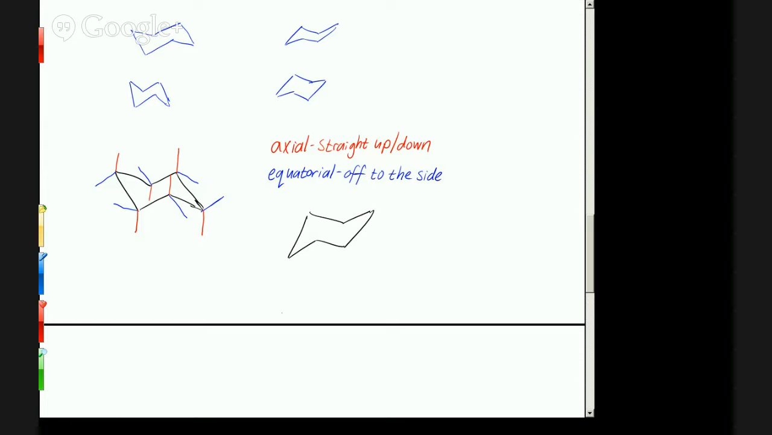Okay, so once again, we're going to draw the equatorial bonds coming off around the side using the angles that are already in the ring to help us. It's going to look like this. And then we're going to finish up by adding the axial bonds going straight up or straight down on each carbon.